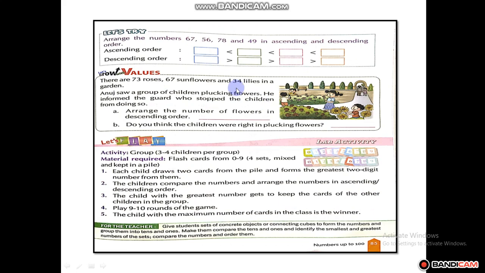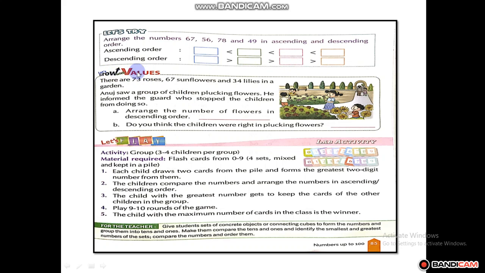Arrange the numbers 67, 56, 78 and 49 in ascending and descending order. So children, ascending order, you will have to arrange these numbers. In ascending order, the smallest number will come first. Which is smallest? 49. 49 will come here, then 56, then 67 and then 78. Same way, descending order, the greatest number will be here first, that is greatest to smallest. Here it will be 78, then 67, then 56 and then 49, in this way.